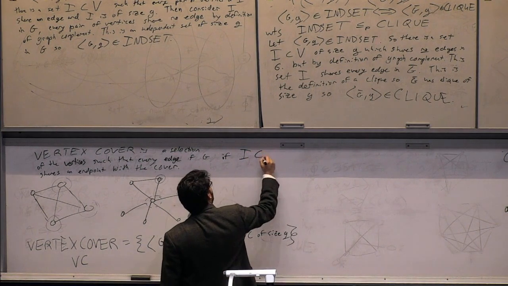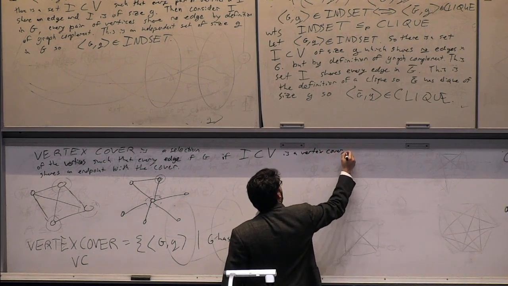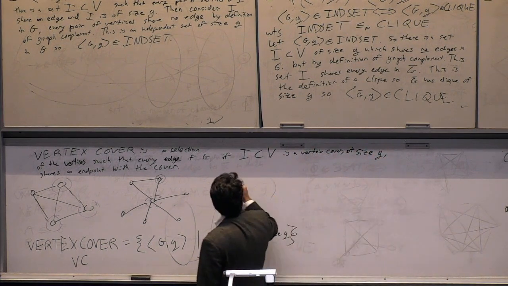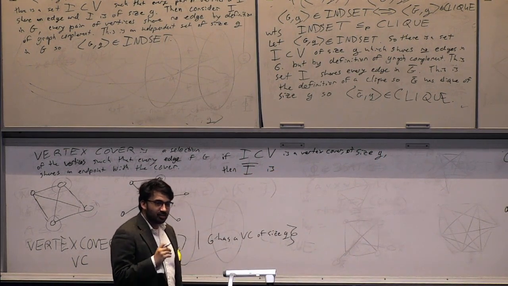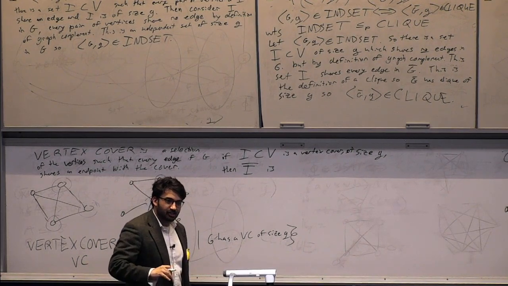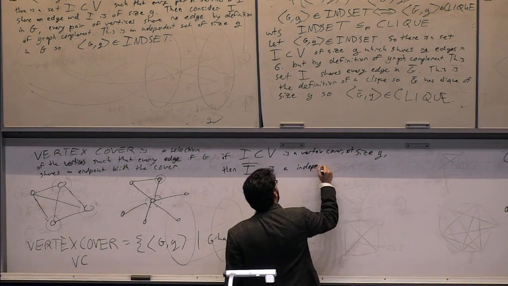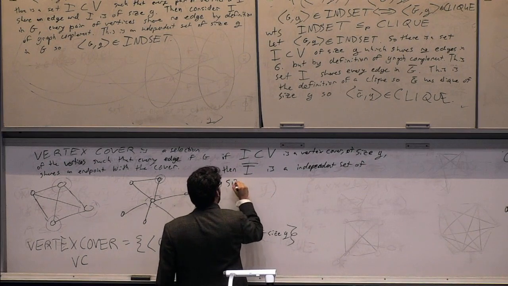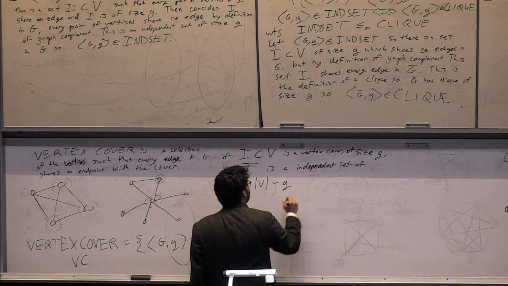If I, a subset of V, is a vertex cover of size g, then I complement is, if every edge touches the set of vertices in I, no edge touches the set of vertices in I complement. So I complement is an independent set of size, what is the size of the independent set? Yeah, we'll just say size of V minus g, which is n, right?